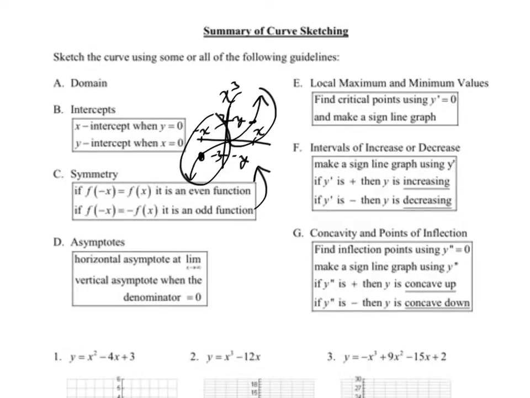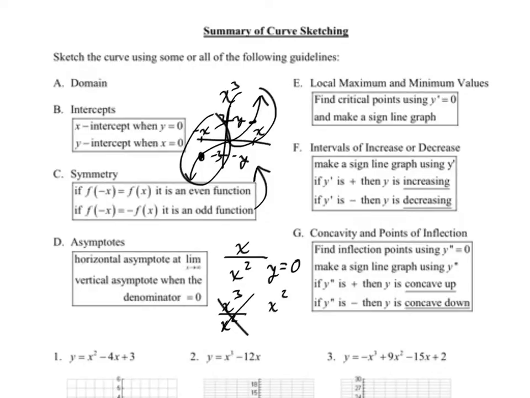So that's symmetry. And then finally you have asymptotes. You have vertical asymptotes and horizontal asymptotes. I use the limit here to define the horizontal asymptote, but for horizontal asymptotes, that's when you look at the degrees. Let's say the degree is greater on the bottom. If the degree is greater on the bottom, then you know that the horizontal asymptote is y equals 0. But if the degree is greater on the top, this is not a horizontal asymptote. So no horizontal asymptote for that one.